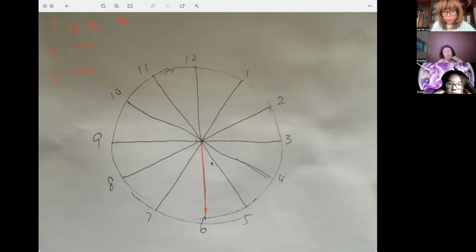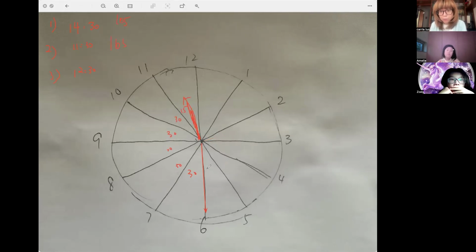Okay, so next one, 11:30. I'm going to take away these ones because, Amelia, take a look. The minute hand is always pointing at 6. So 11:30. Am I right? Because that's 11, that's 12, that's 11:30, in between that. So 30, 30, 30, 30, 30. How many 30s are there? Every single 1 hour is 30 degrees, right? So 1, 2, 3, 4, 5. So 5 hours means it's 150 plus 15 equals 165.